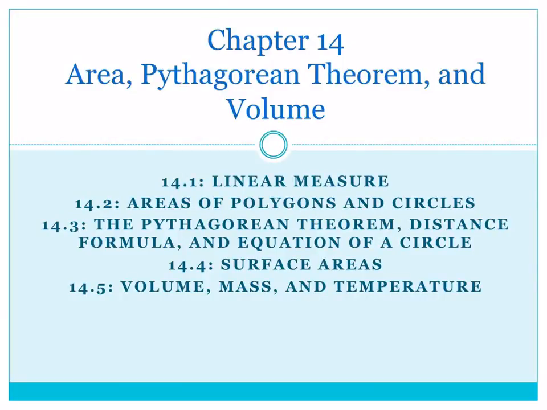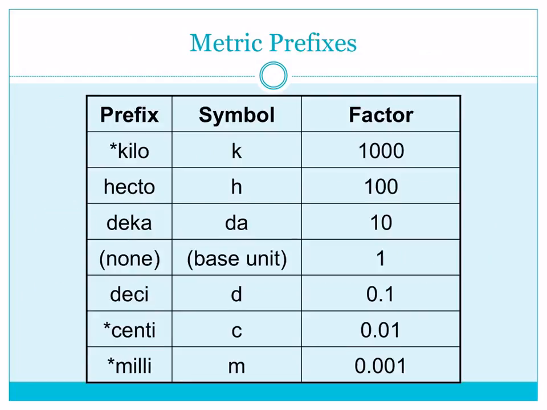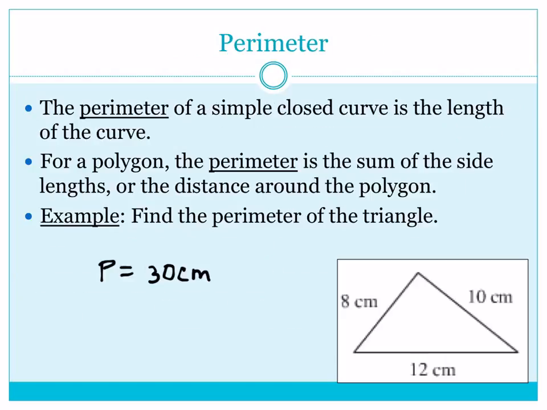Last time we had left off at the very end of section 14.1. We've been talking about linear measure, and the point where we are is talking about the circumference or portions of the circumference of a circle.